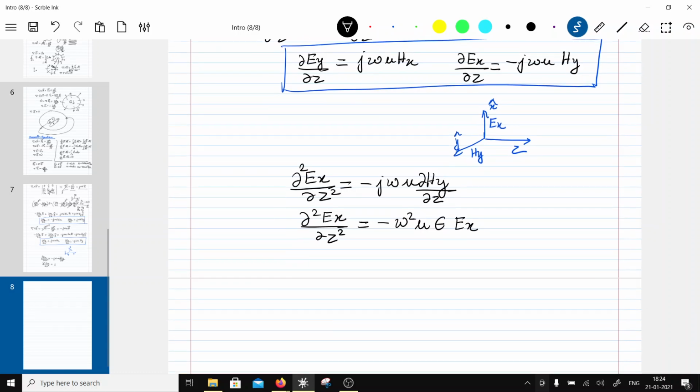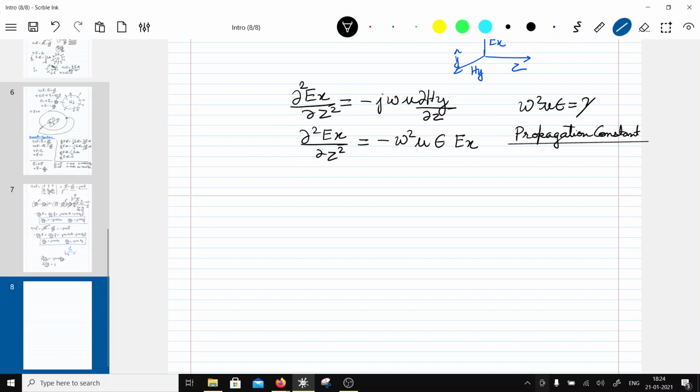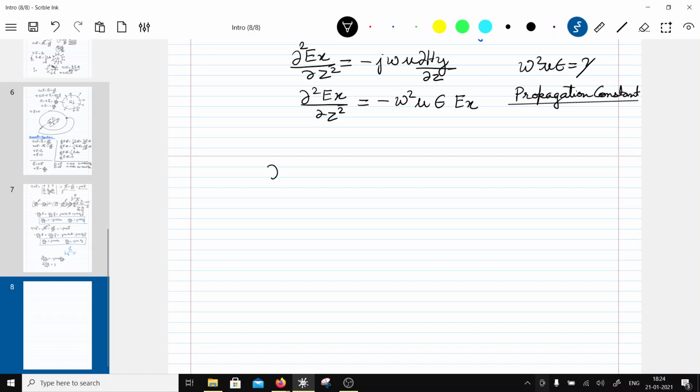Now let's represent ω²με as γ². This is called the propagation constant. So with that I have this equation as ∂²Ex/∂Z² plus γ²Ex equal to 0. So that is one equation.